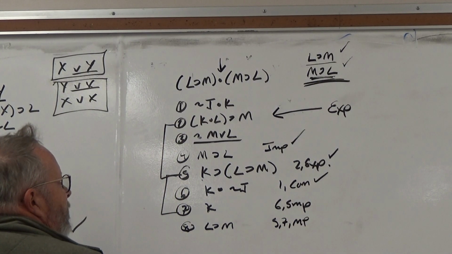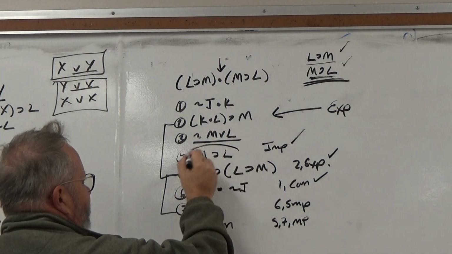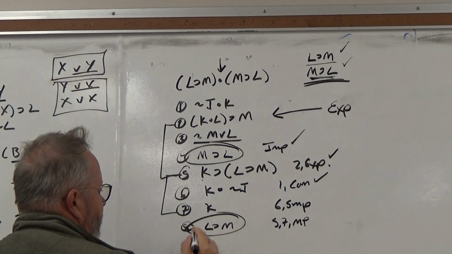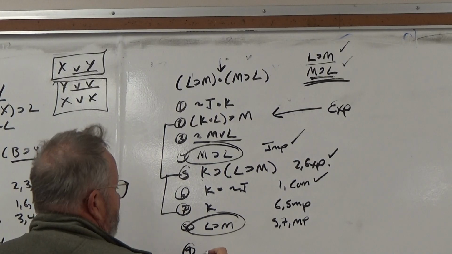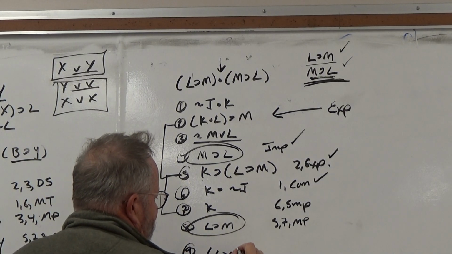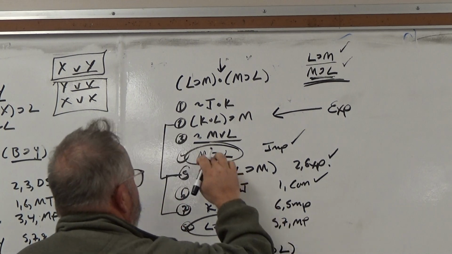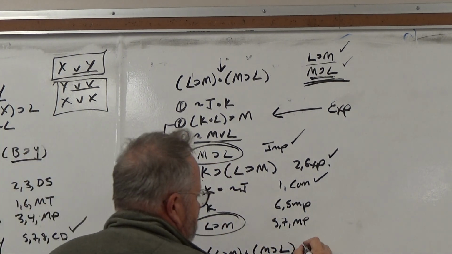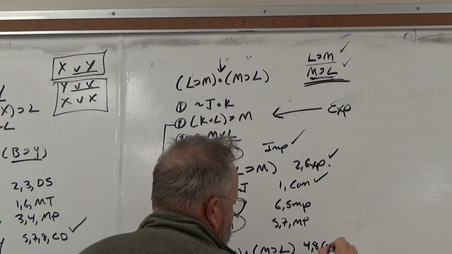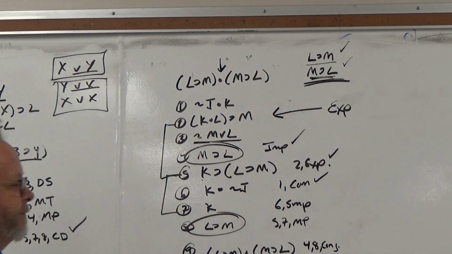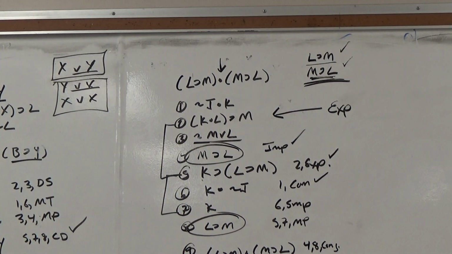Okay, so now I have my two pieces. Just put them together, L then M and M then L from 4 and 8. Conjunction. Okay.